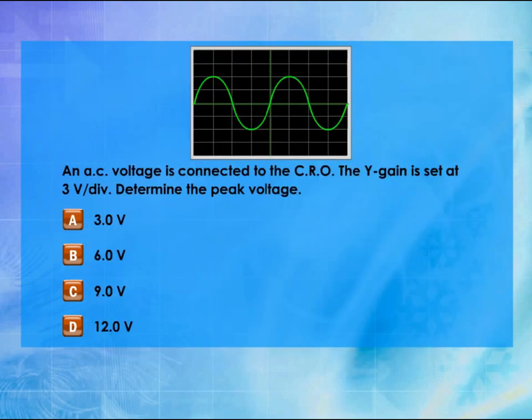Click on the correct answer. An AC voltage is connected to the C.R.O. The Y gain is set at 3 volts per division. Determine the peak voltage.